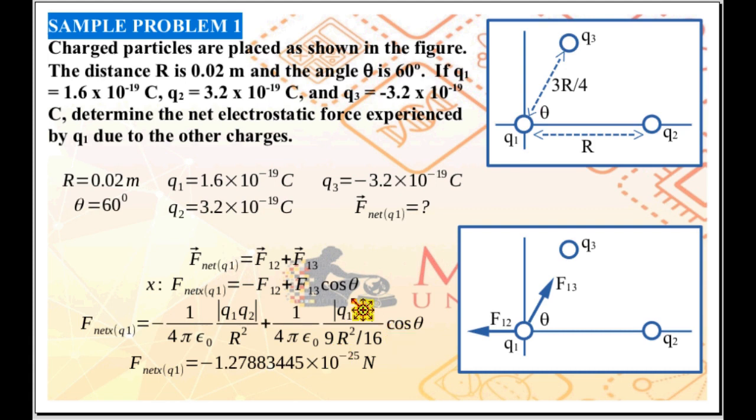We know all the values. We know Q1, Q2, we know r, theta, epsilon naught is a constant that we know the value of. So, complete, we are able to calculate F net x, negative 1.2788345 times 10 to the negative 25 newtons.